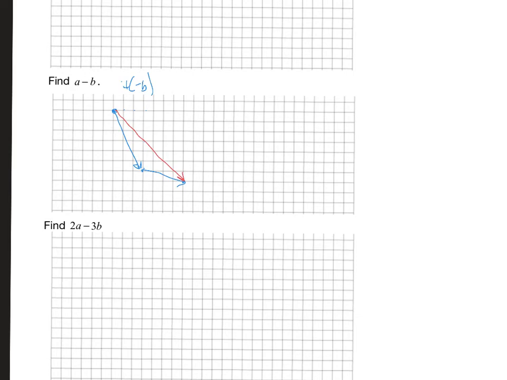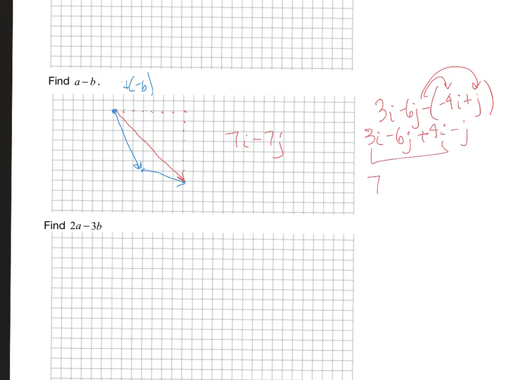So let me see if I can count this up. 1, 2, 3, 4, 5, 6, 7. And 1, 2, 3, 4, 5, 6, 7. It looks like it is 7i minus 7j. All right, now let's do this algebraically. So it's 3i minus 6j, and we are subtracting the whole other vector. The parentheses are really important because of distributing. So 3i minus 6j plus 4i minus j. And if I combine my like terms, 7i minus 7j. Surprised? Nope, not at all.